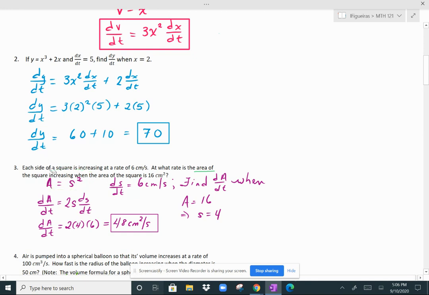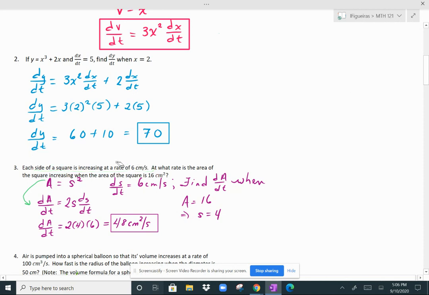Sometimes you just have to read the problem in order to come up with your formula, and other times there's a picture. So we have A is s squared. The derivative of both sides of this equation would be dA/dt equals 2s times ds/dt, because as the side increases, the area will also increase.